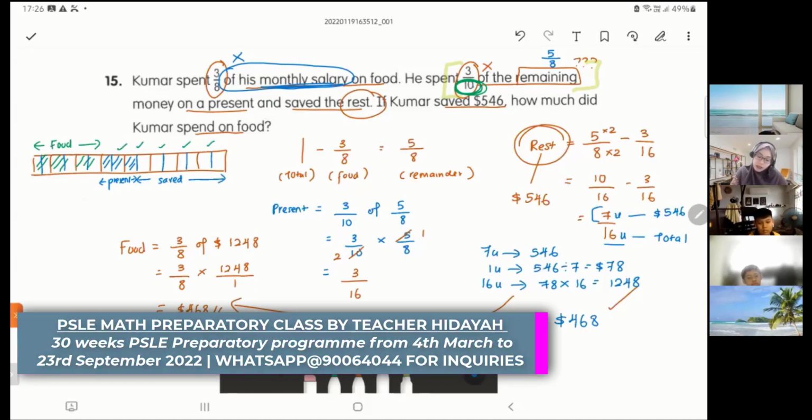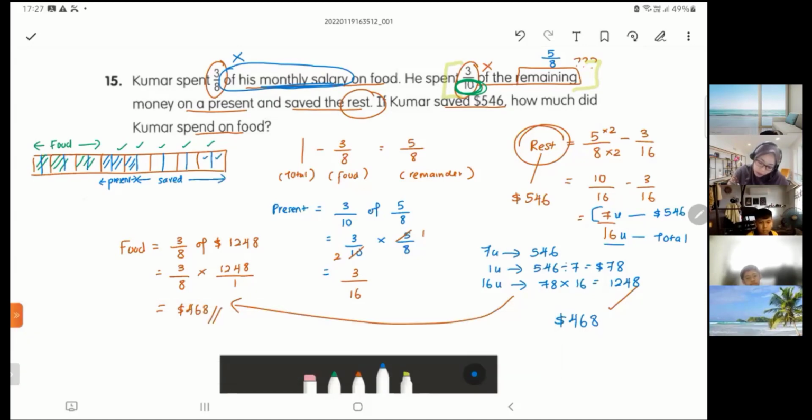Okay, like this. So how many he saved? 1, 2, 3, 4, 5, 6, 7. So 7 units is saved. Then the food is 1, 2, 3, 4, 5, 6. 6 units is food. So can do, right? So 7 units is 546. 1 unit is 78. Just now you found, right? Then I want to find the food. Food is 6 units. 78 times 6 equals 468.